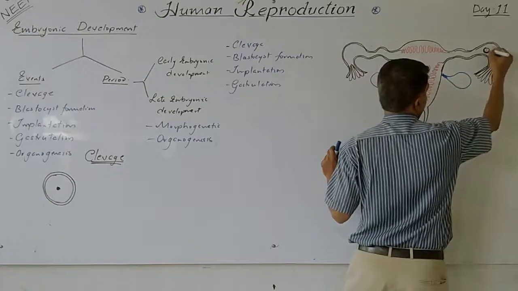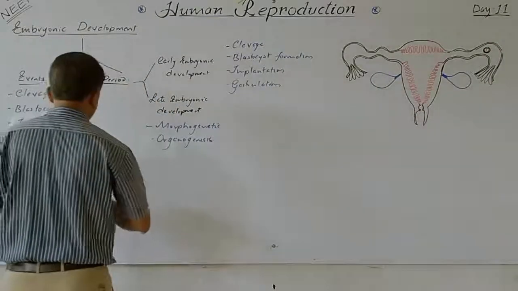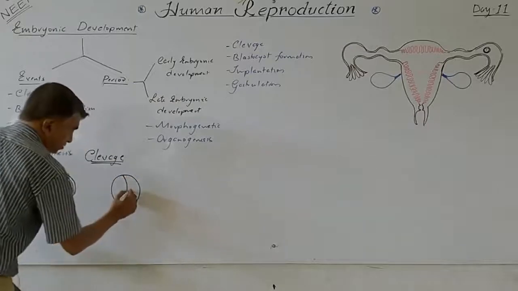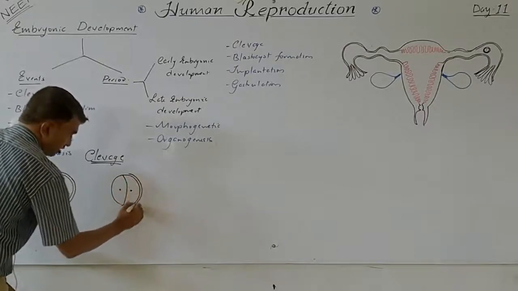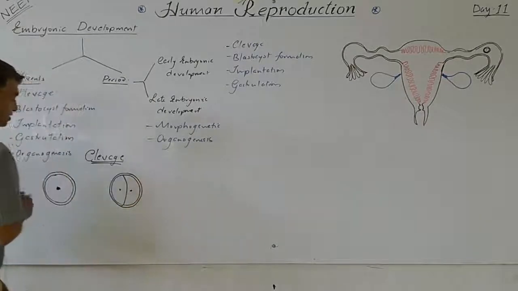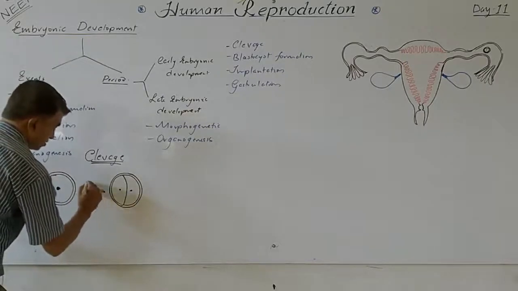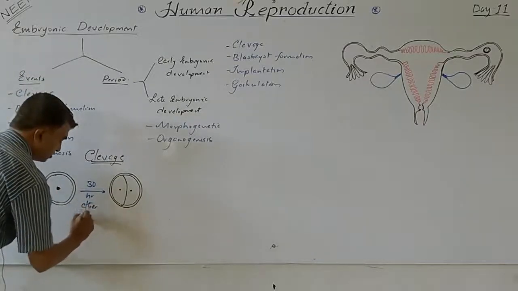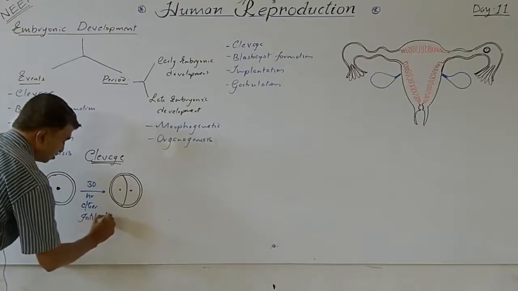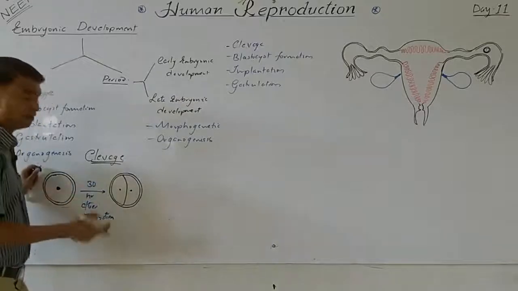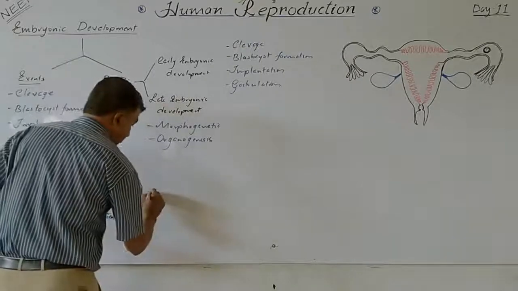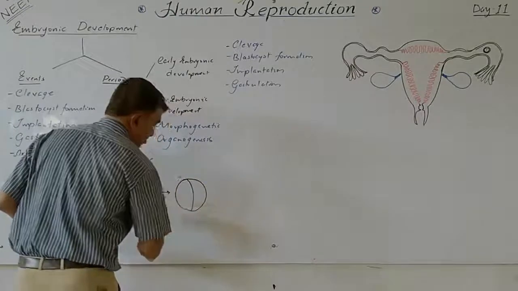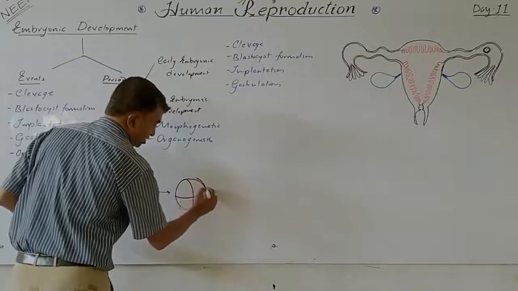This zygote undergoes first mitotic division and will produce two blastomeres. So this is the first division and it produces two blastomeres and still it is covered with the zona pellucida. Once the fertilization occurs, after 30 hours, first cleavage occurs. Then the second cleavage is perpendicular to the first one. This is the first cleavage, this is the second cleavage. Still it is covered with the zona pellucida.